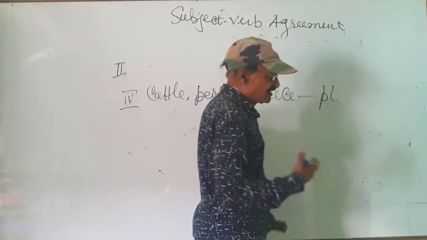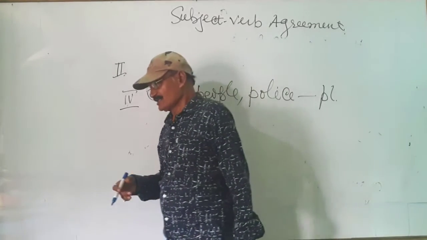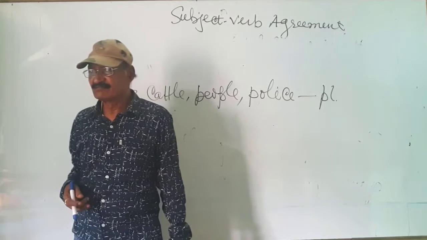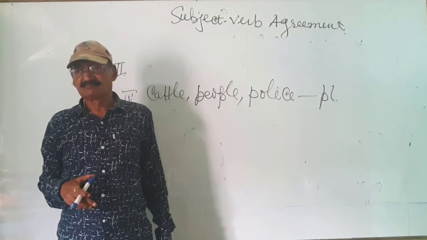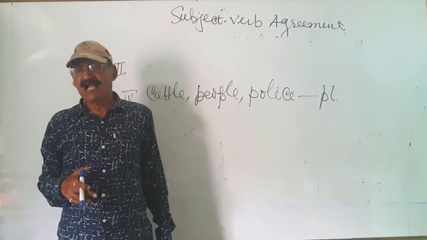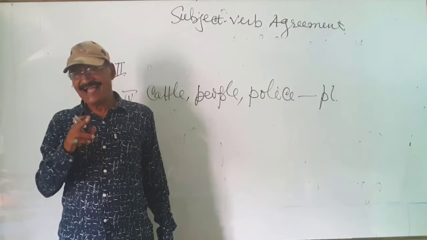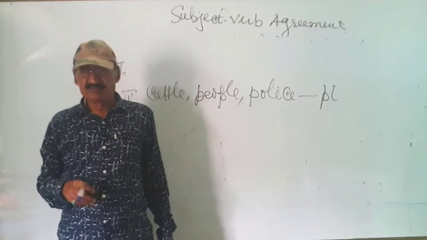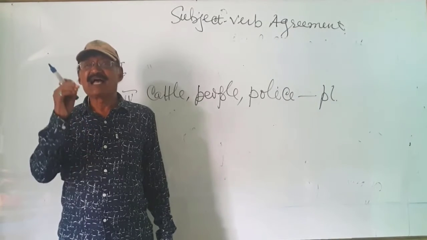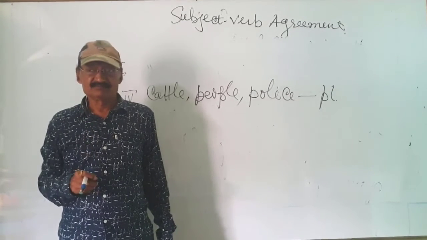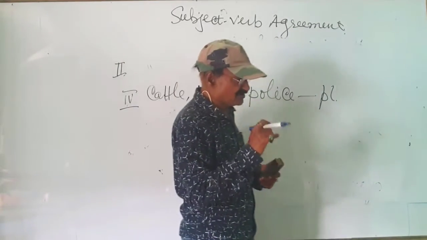It can be used as a plural. Examples, you can write them down. Cattle are grazing in the field. People are good. Police have controlled the mob. Have is used. Police has cannot be used because these three words can always be considered as a plural number. Did you get the point? So this point you must pay attention to.